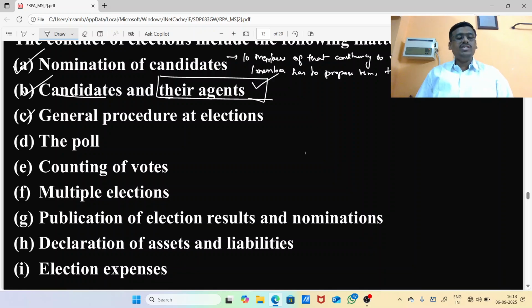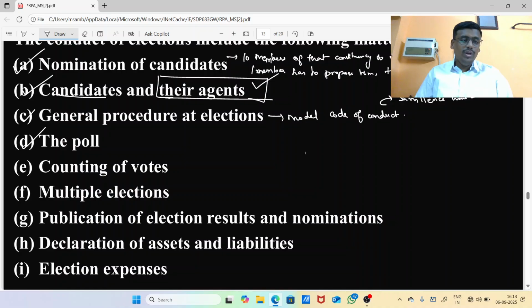And then the general procedure of elections comes, which is the model code of conduct. So during the time of model code of conduct, surveillance would be more. If a general public need to take money, they too should have evidence of what money they are carrying. So this general procedure at elections comes into place.